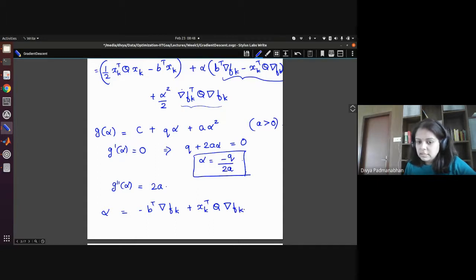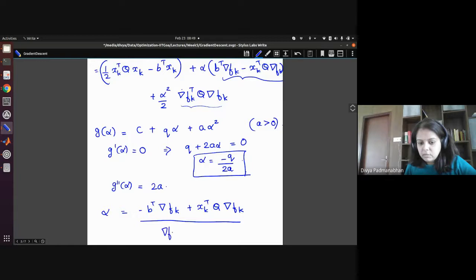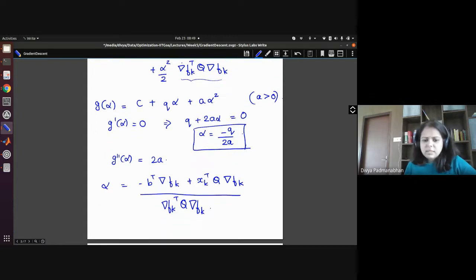Okay, is this clear? I'm just substituting this value here and 2A, right? So A is half of grad Fk transpose Q grad Fk. So 2A is grad Fk transpose Q grad Fk. Okay. Now there's something more you can do here.